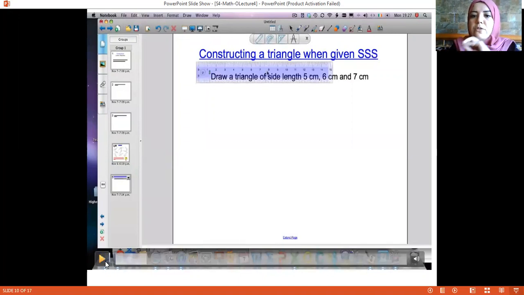As I told you guys, you have to choose the longest side and draw it first.